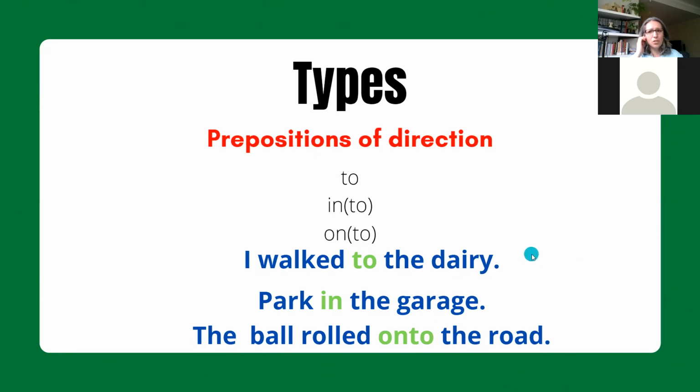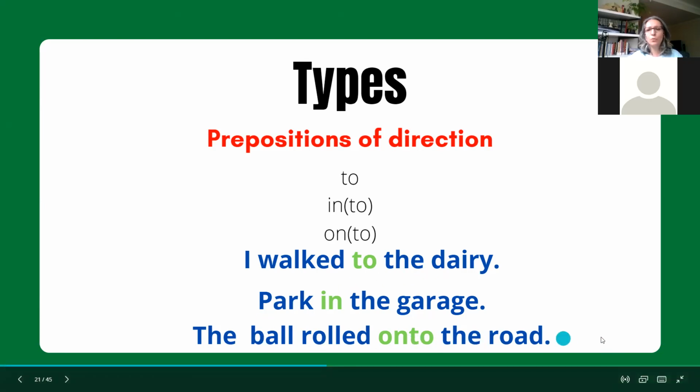Types of prepositions. So this is about their function. They can point to a direction. So they show direction. I walked to the dairy. There are not as many of direction, but those are sort of the main ones, the most common ones that we would encounter. Park the car, park in the garage, and the ball rolled onto the road.